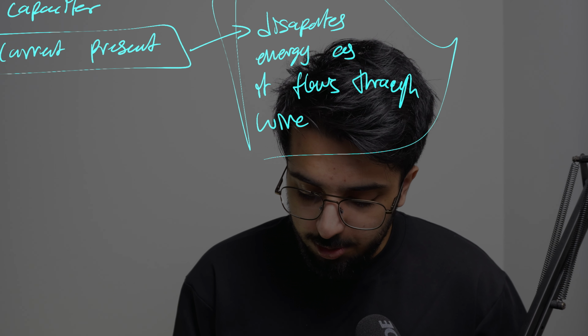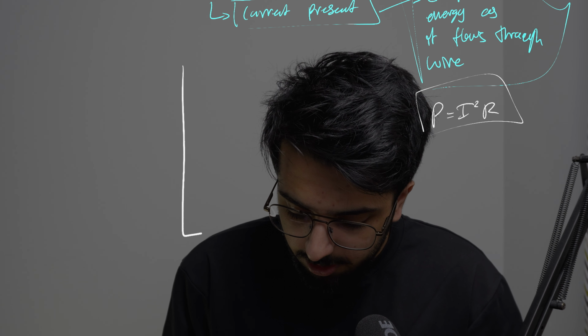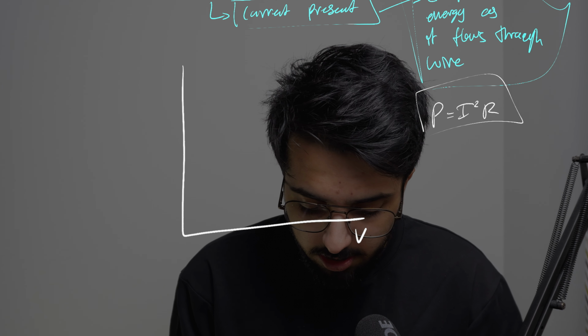And the rate at which we lose this energy is P is I squared R, okay? And so we can see this by looking at our graph that we saw in the last video, where we have our voltage here and our charge here.